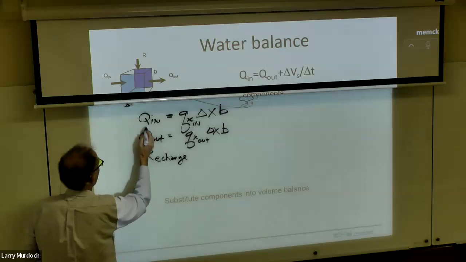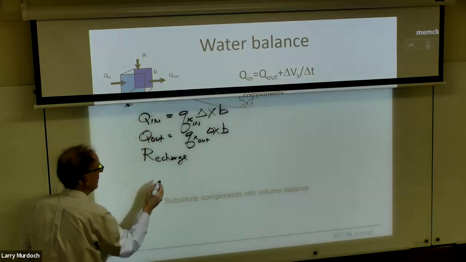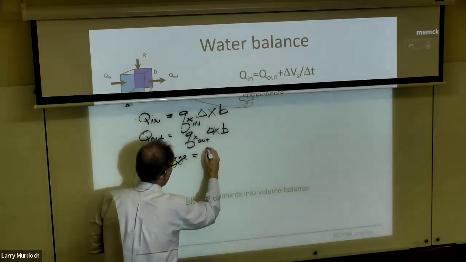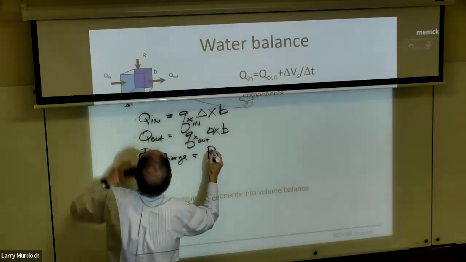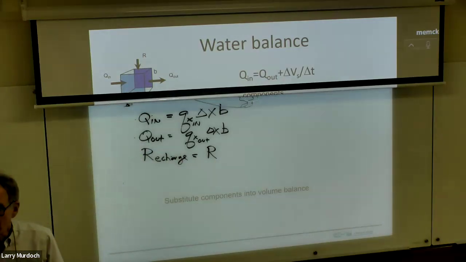Now, these are volumetric flows. So we have to have recharge as a volumetric flow. R, call it, well, I just labeled it R there. Okay, so usually, wouldn't it be delta Y? Oh yeah.